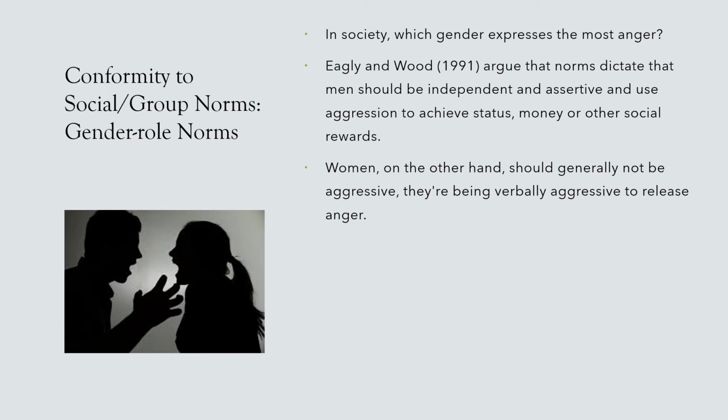However, especially a few decades ago, women were meant to be seen and not heard. But society has changed, and they're expected to be verbally aggressive in order to have that cathartic release, to release that anger. It's part of that gender role norm that states that women should be emotionally expressive. So women shouldn't hold back their emotions, but they shouldn't do it in a physical way. They should do it in a verbal way. Is this always the case? Are men always physically aggressive and are women always verbally aggressive?